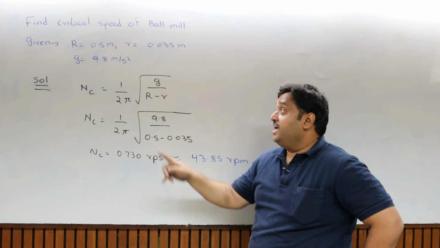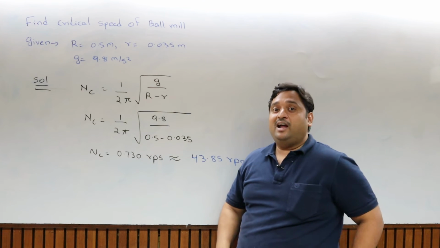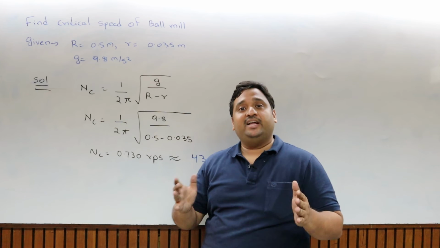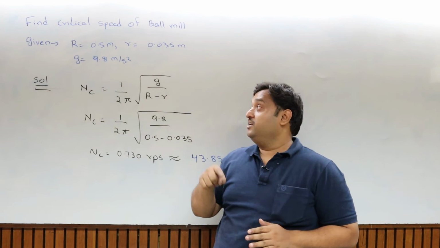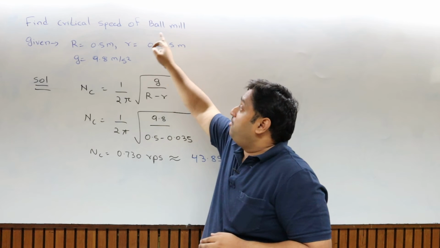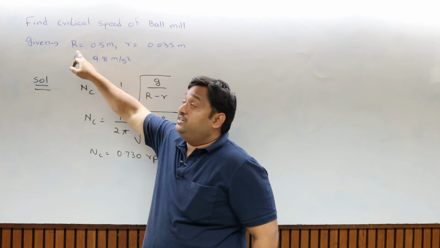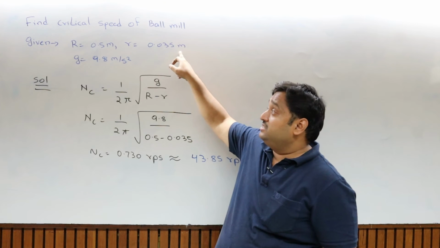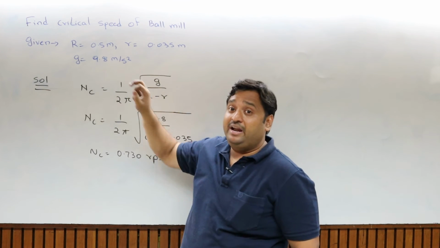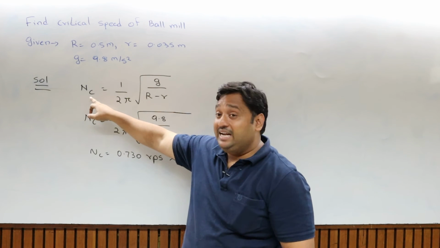Okay students, this is a small example of finding the critical speed of a ball mill. What is the maximum speed a drum can rotate? Find the critical speed of a ball mill given radius of the drum 0.5 meters, radius of the ball 0.035 meters, gravity 9.8 meter per second square. What is the critical speed?